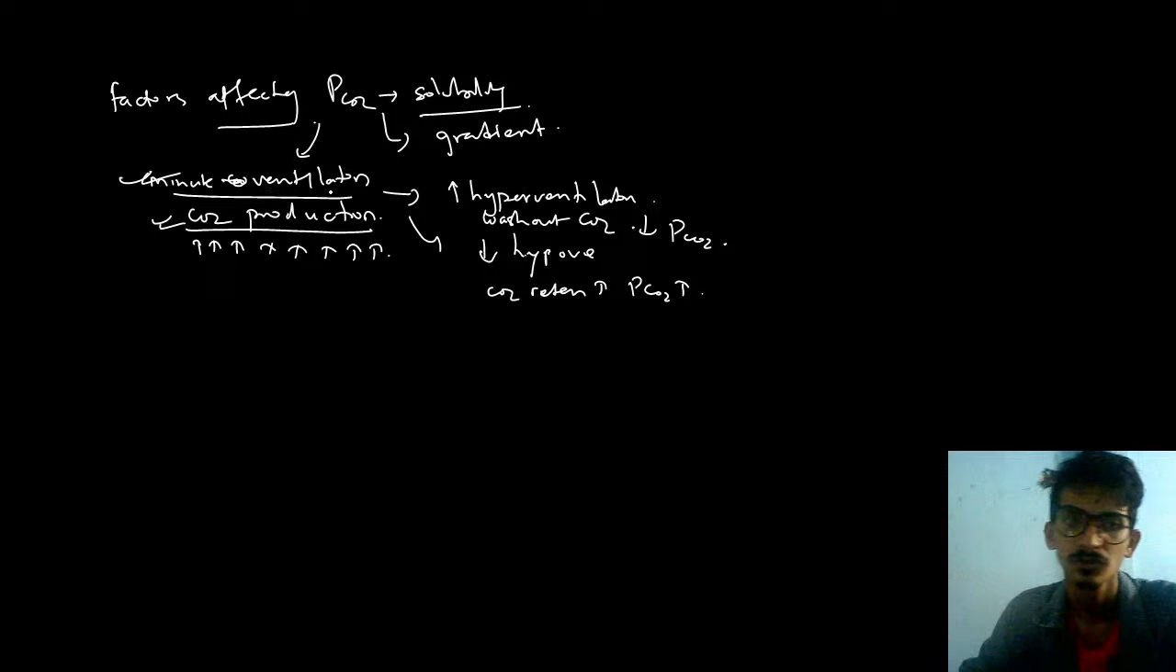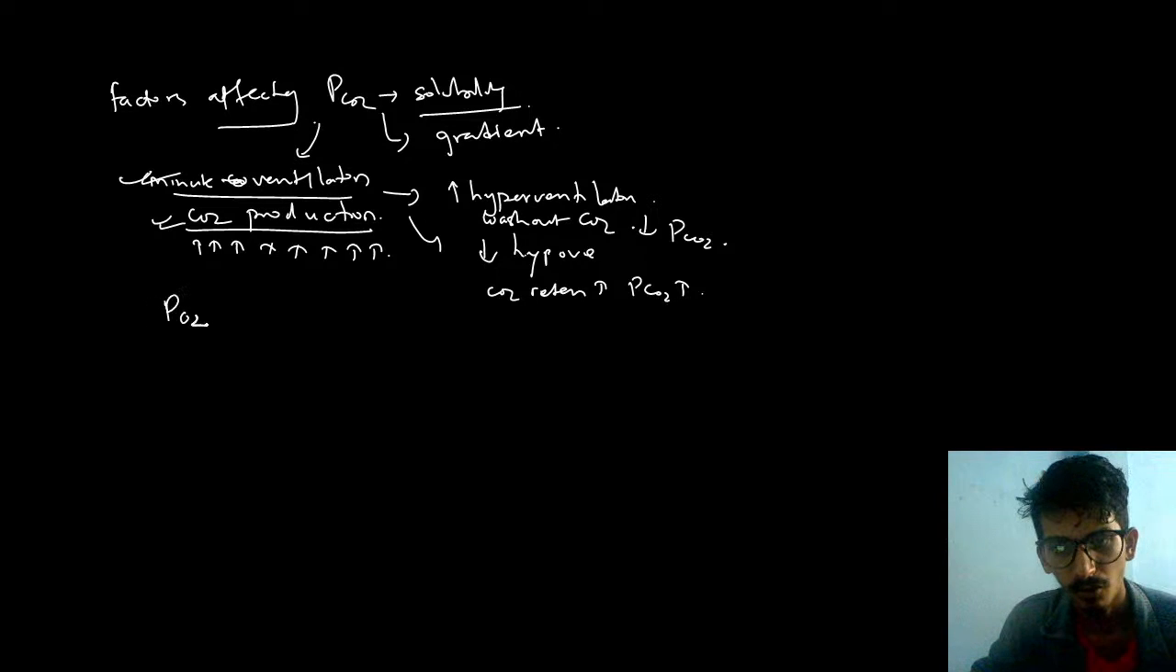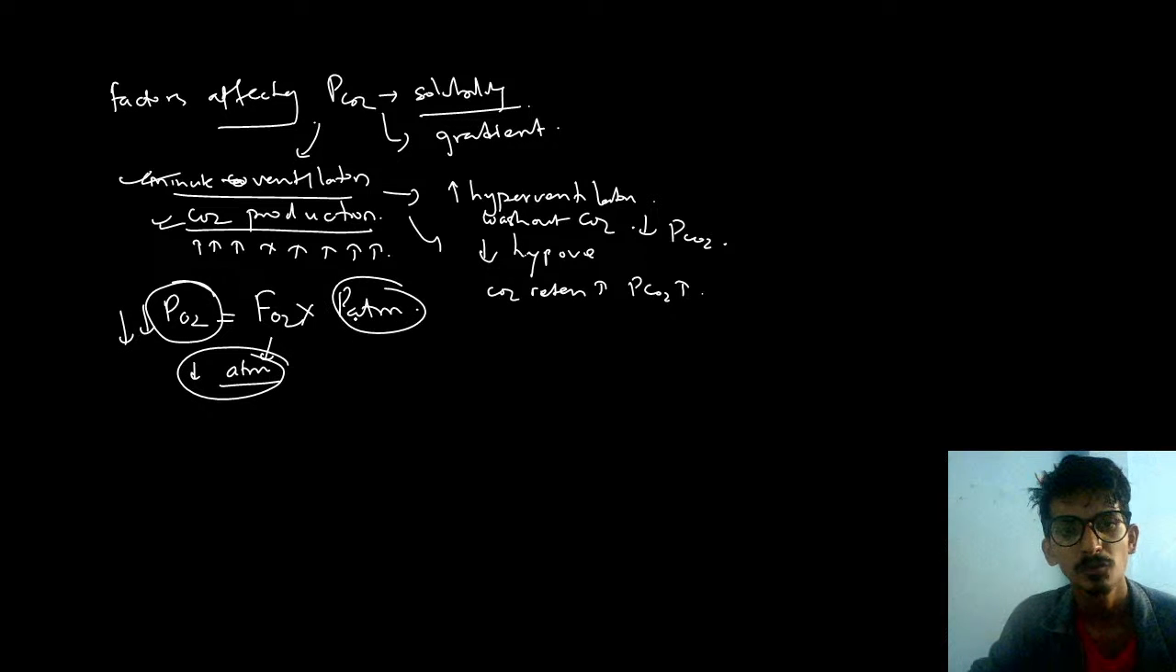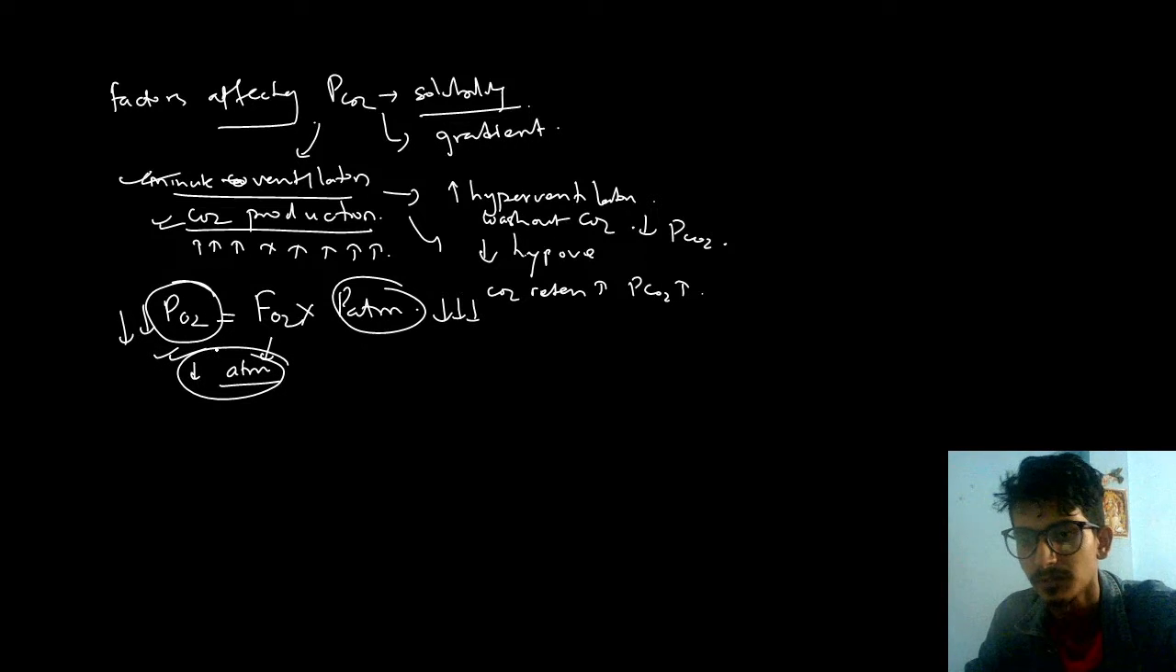Now I would like to talk about the factors affecting the partial pressure of oxygen. Okay, what are the factors that affect the partial pressure of oxygen? We have already discussed that the partial pressure of oxygen is determined by the amount of oxygen in the atmospheric pressure. Same applies. If I have less oxygen in the atmosphere, then my partial pressure of oxygen will be less. If the atmospheric pressure is less, like at height and altitude, then also the partial pressure of oxygen is less. Okay.